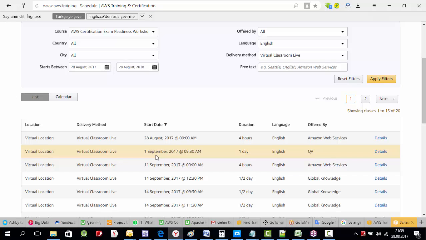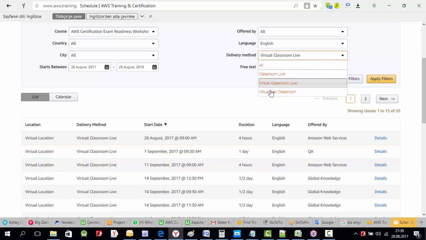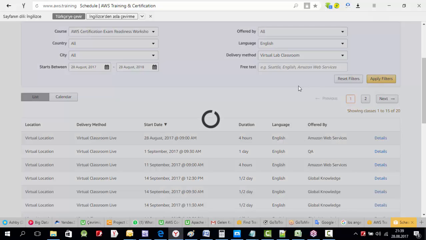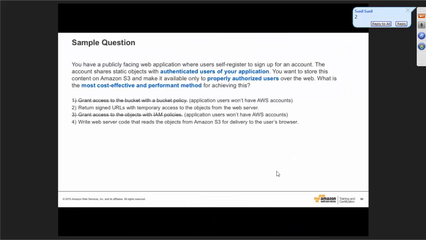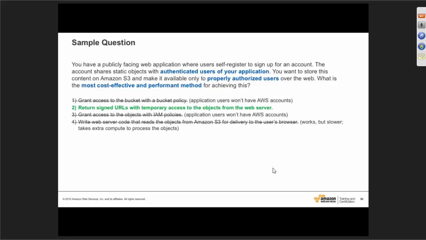Remember, bucket policies are related to accounts. Similarly, number three, IAM policies, assumes they have IAM accounts, and they're not going to have that either. They're application level accounts. So looking at 2 and 4, certainly 4 would work, writing code that reads the objects and then gives them to S3, but that is essentially what signed URLs are, so you can just use that because it will be more cost effective and performant.